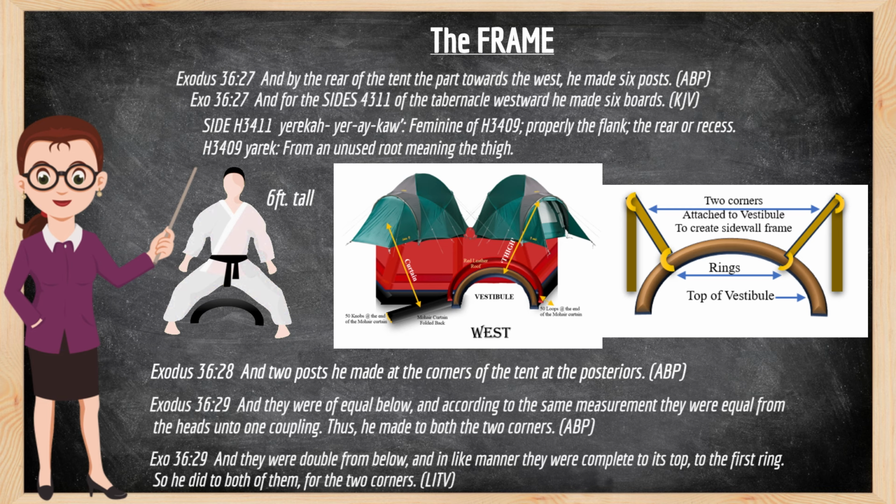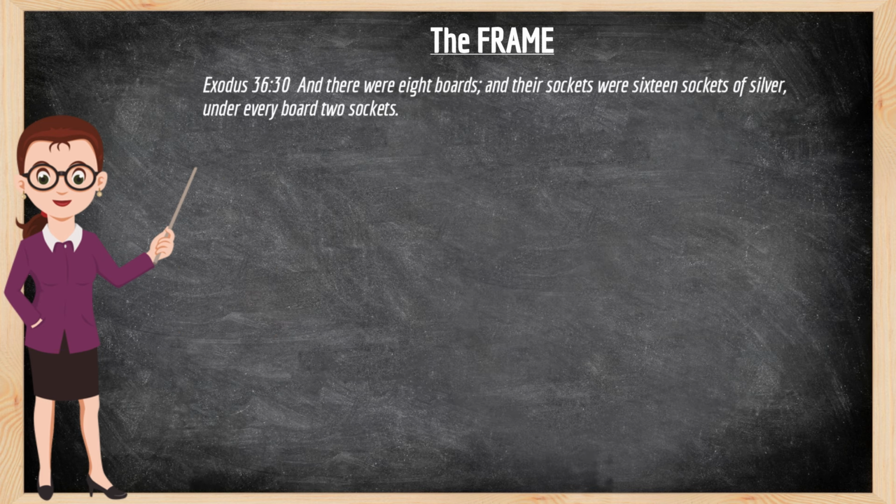And so I think this is another stumbling block where people think that the tabernacle is rectangular because circles don't have corners, they would argue. Right? Wrong. An extended vestibule would. It's collared. It's connected by a neck. It has to have a corner. Okay, so Exodus 36:30, we're told, and there are 8 boards, and their sockets were 16 sockets of silver, under every board 2 sockets.